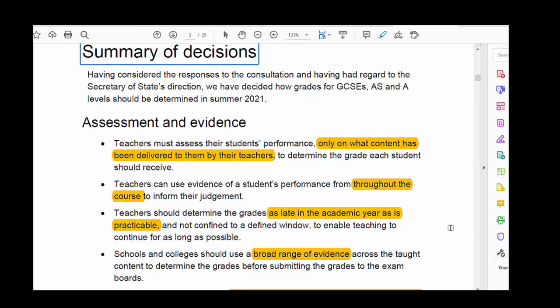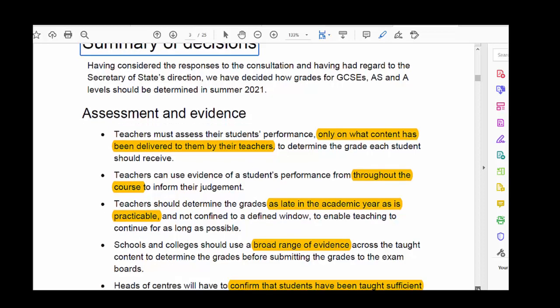So assessment and evidence. Teachers must assess their students' performance on the content that has been delivered to them by their teachers. And this will determine the grade that each student should receive. So teachers should not be assessing you on any topic that they have not had a chance to teach you. Okay, so if there's certain topics that your school has missed out, then this should not be on the assessment that you will be sitting to determine your grade.